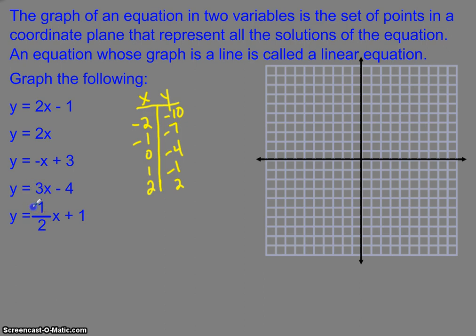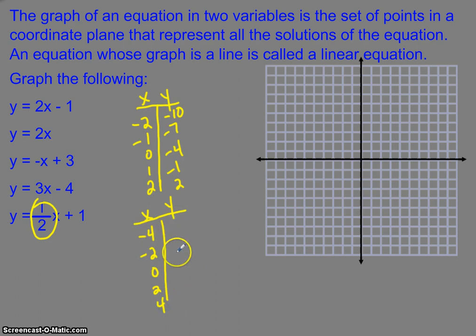If you're dealing with something like this one, what you're going to want to do is pick numbers that will give you whole number answers. So when I multiply by half, I divide by 2. So I'm going to pick numbers that are divisible by 2. So I'd pick -4, -2, 0, 2, and 4.